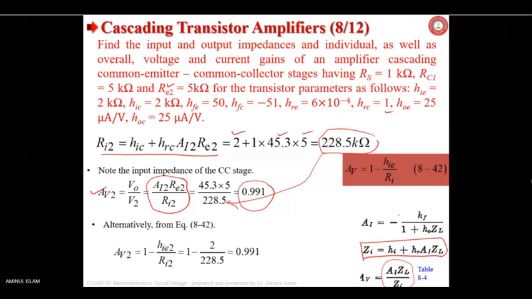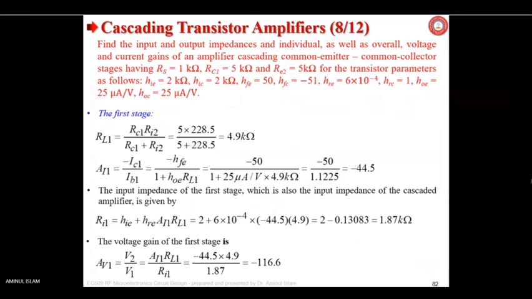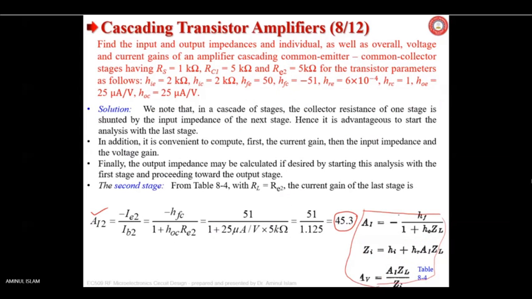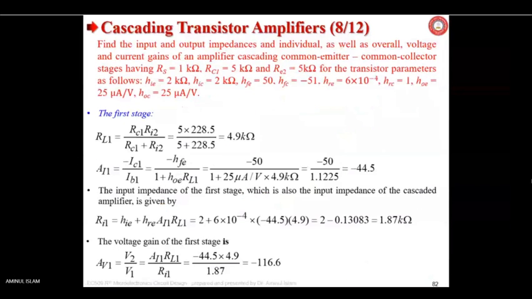Now, going to the first stage. For the second stage, what did you calculate? Voltage gain and RI2, the input resistance of the second stage. Then current gain also you have calculated. Okay, three things we have: voltage gain, current gain, input resistance. Now, the first stage we will start.